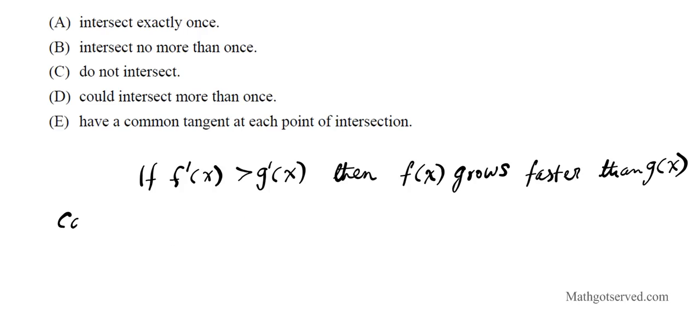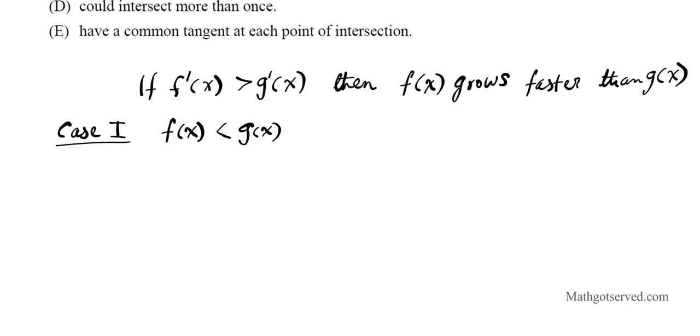Case 1. How about we have f of x starting behind g of x. They're both racing, but g of x has a head start. What's going to happen? Let me give you a sketch of the situation so you can understand what's going on here. If f of x is less than g of x, let's say they're starting on the y-axis. Let's put f of x in red. So let's say f of x starts from here, and g of x started from a higher point. Let's put it in blue.